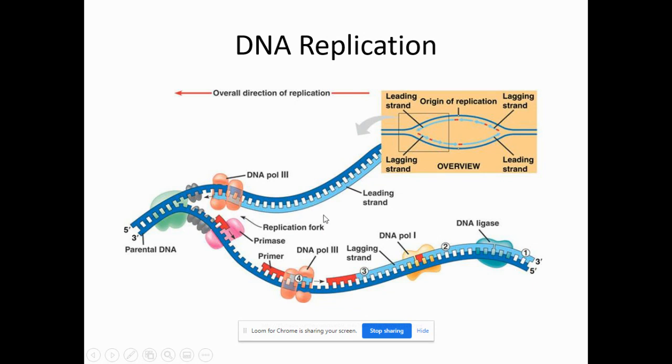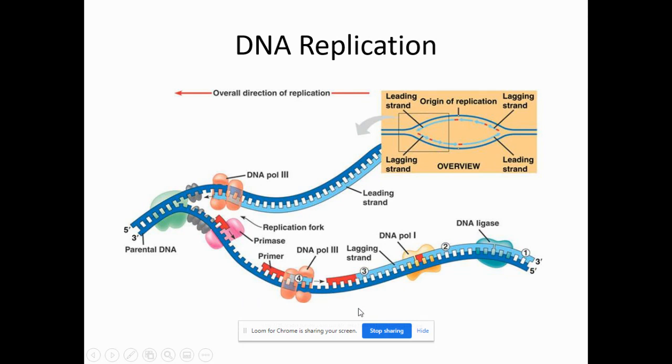Well, it also has to do it on the other parental strand, the lagging strand. Here we have a problem, because DNA polymerase can only work 5' to 3'. If the overall direction of replication is going from right to left on this lagging strand, DNA polymerase can only work from left to right.